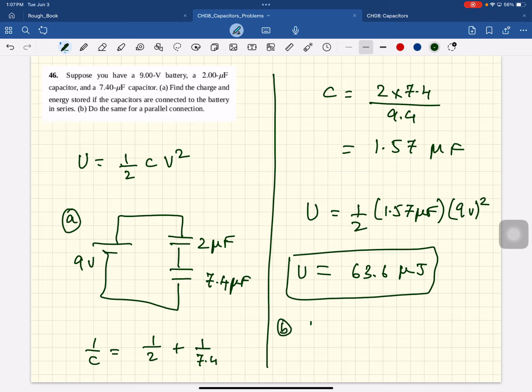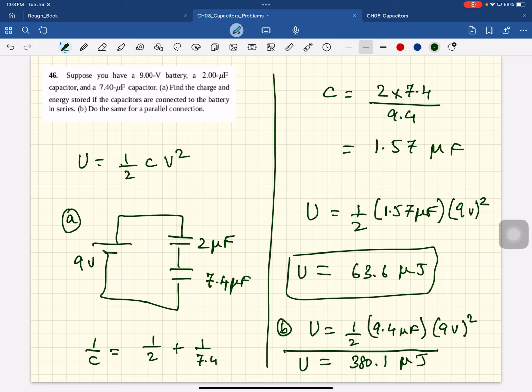And in the parallel combination, use 1/2 C V squared. C is just the sum of the two, 9.2 microfarads, times 9 volts squared. So you see 6 times the energy.